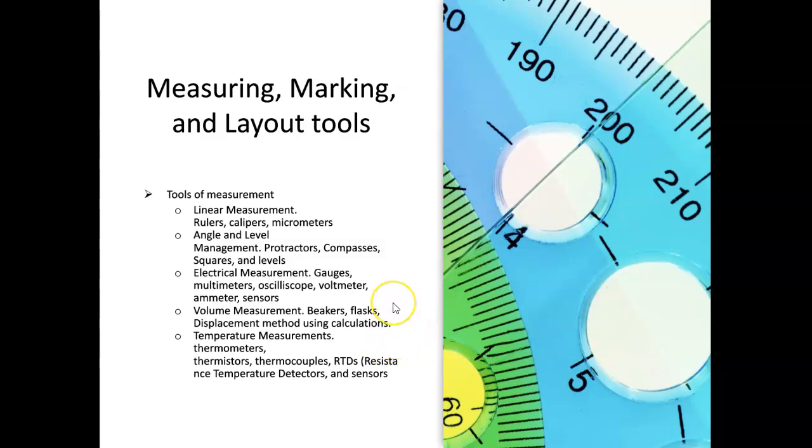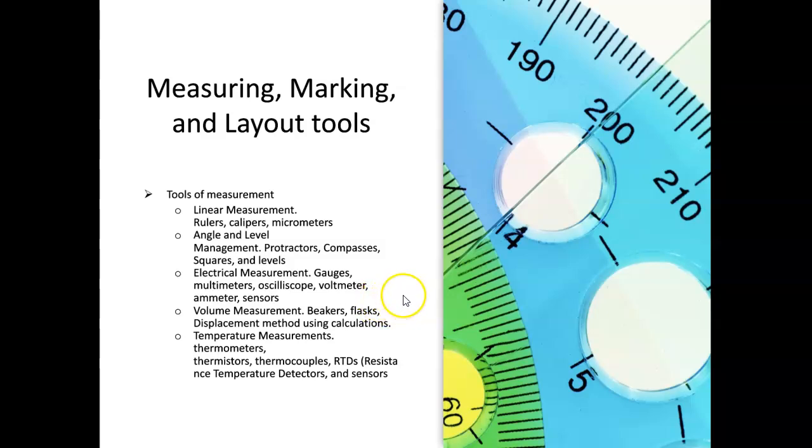So we get into angle and level measurement. Now we're talking about protractors, compasses, squares, and levels that can all be used to measure that. Electrical measurement tools or gauges include multimeters, oscilloscopes, voltmeters, ammeters, and all sorts of other types of sensors that give us a read in terms of electrical measurement.